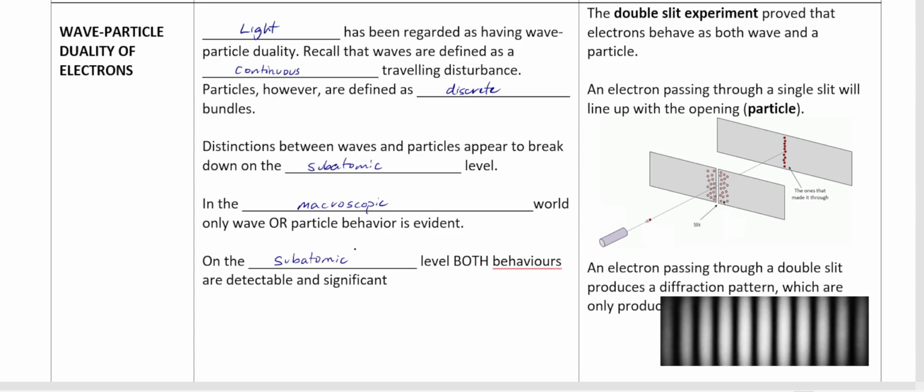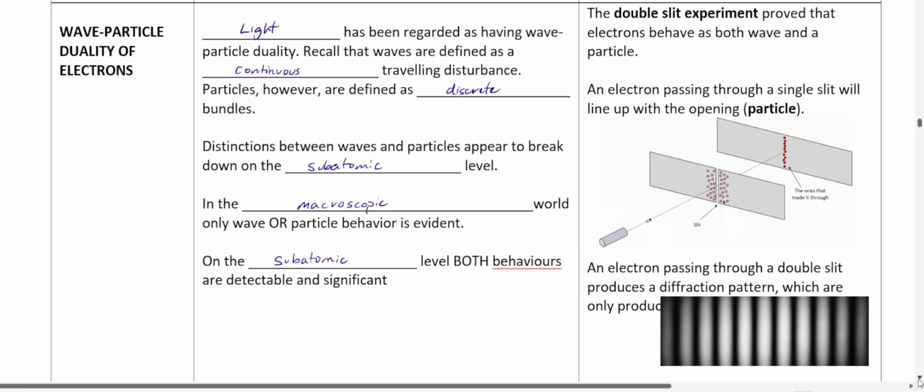Probably the most famous experiment that showed this was true for electrons is the double slit experiment. And it proved that electrons behave as both waves and particles. When an electron passes through a single slit, you only have basically this one line right here where the electrons passed through, right? This proves that it's behaving as a particle because electrons that strike outside of the opening, on these plates right here, bounce off and don't go through. So this has electrons behaving as a particle. They line up like this.